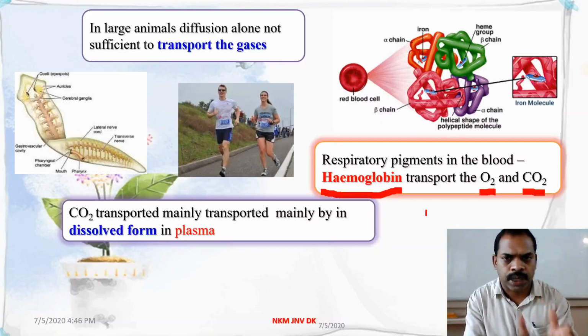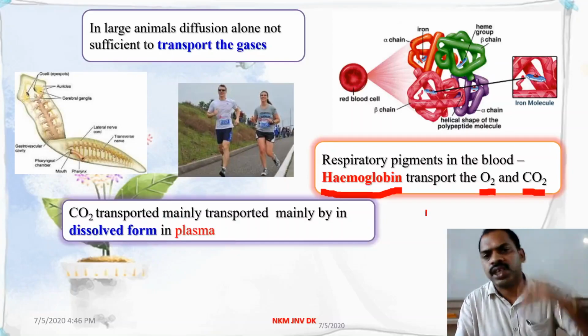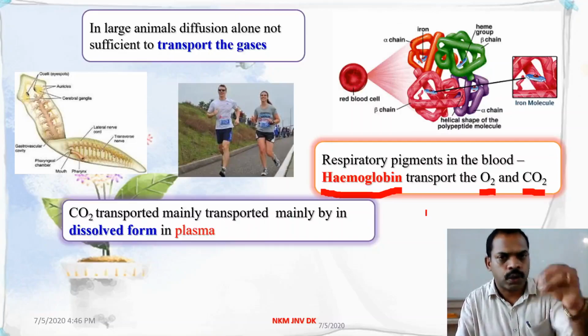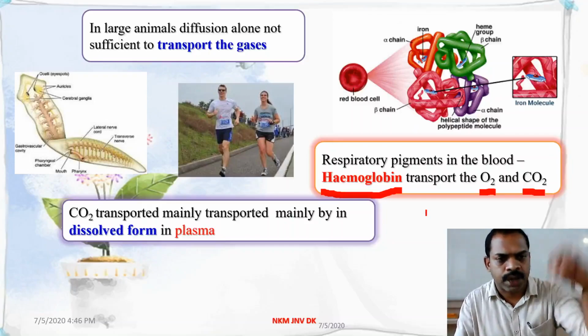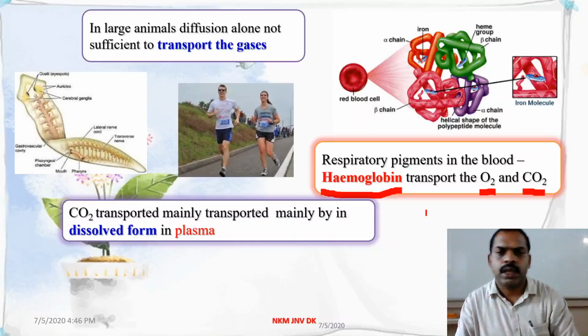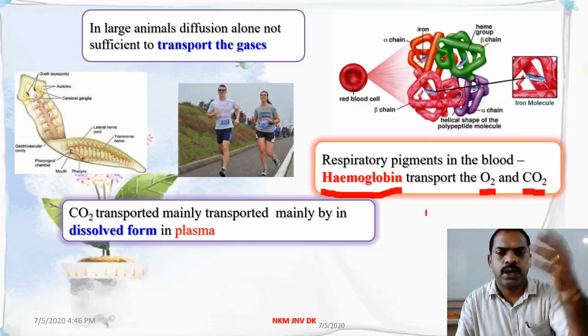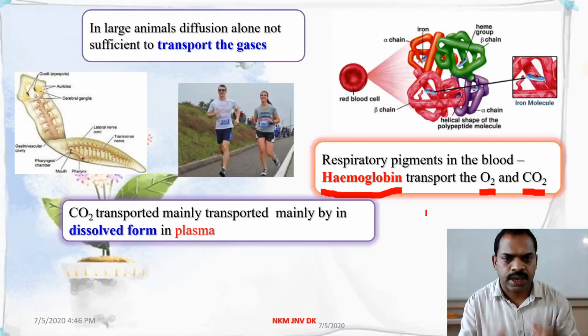Oxygen in plasma is very little, and carbon dioxide in hemoglobin is less. Why? Carbon dioxide is more soluble in plasma, in liquid, than oxygen. That was already mentioned: the solubility of oxygen is less, but that of carbon dioxide is more. So carbon dioxide can be transported in dissolved form in plasma and with hemoglobin, but oxygen is mainly transported by hemoglobin. So this is about our respiratory system.